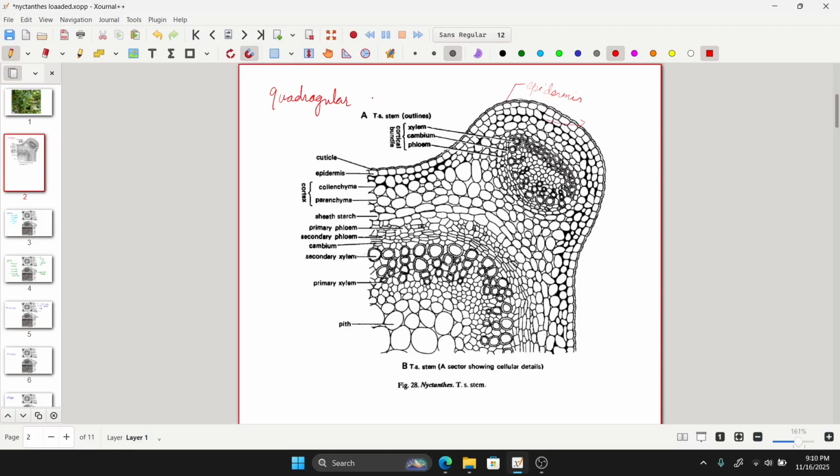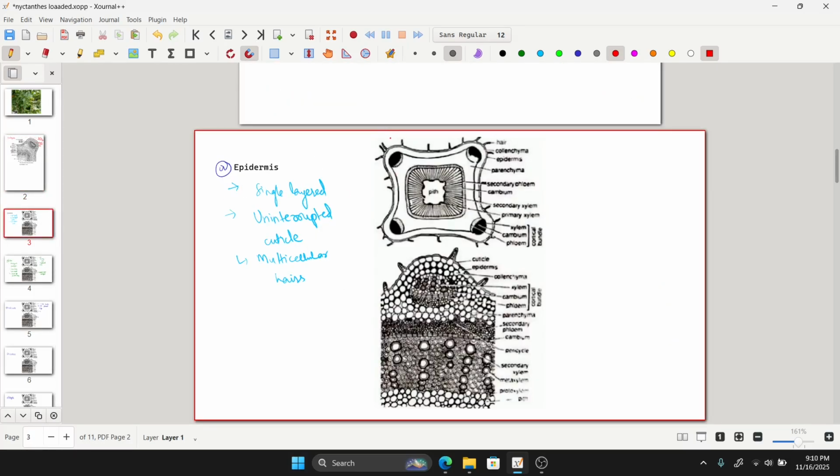Here you can see it has collenchymatous hypodermis at the outer side, that is collenchymatous hypodermis, and below it there is parenchymatous cortex. This is the whole figure here.